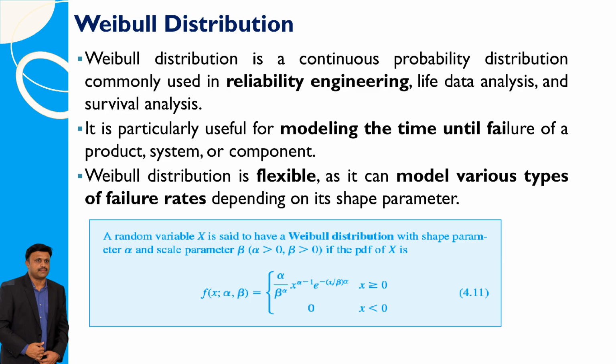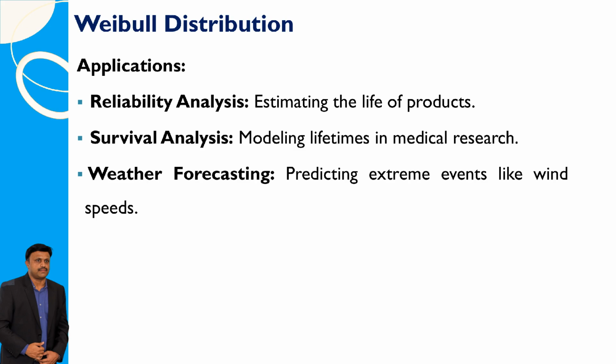Weibull distribution is a continuous probability distribution frequently used in reliability engineering, life data analysis, and survival analysis, particularly for modeling the time until failure of a product, system, or component. Its flexibility allows it to model various types of failure rates, depending on its shape parameter. Weibull distribution is widely used in reliability analysis for estimating the lifespan of products, in survival analysis for modeling lifetimes in medical research, and in weather forecasting to predict extreme events such as wind speeds.